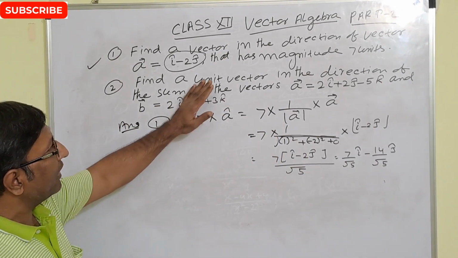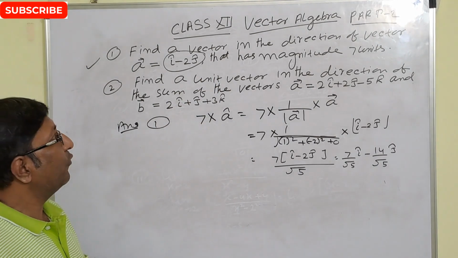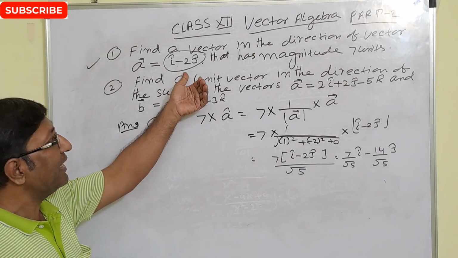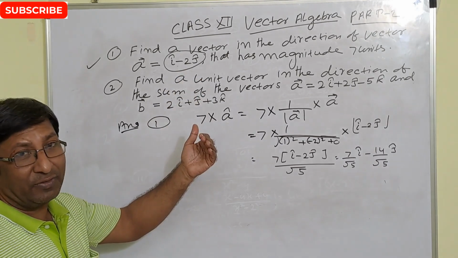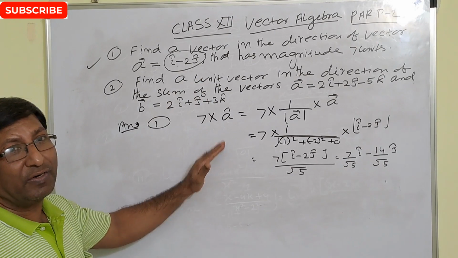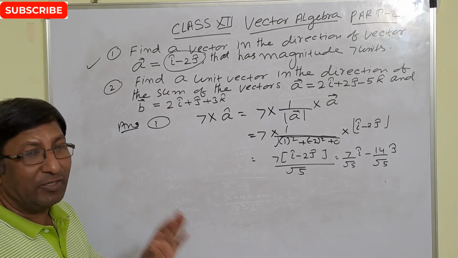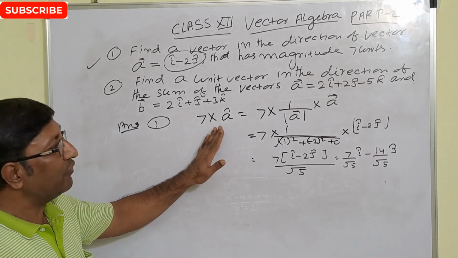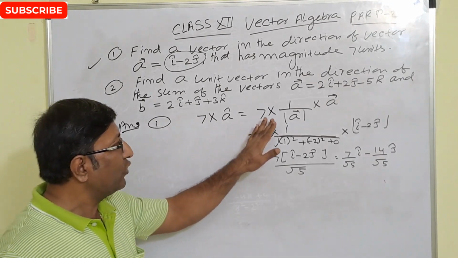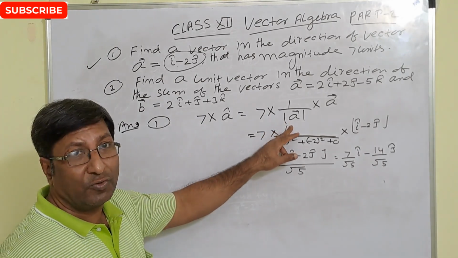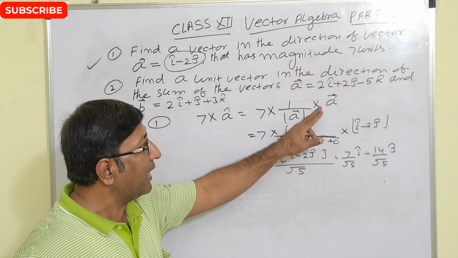So anytime if the magnitude is given and you are asked to find a vector in the direction of any vector that has that magnitude, then find the unit vector and multiply this unit vector by the given magnitude. So here the magnitude is 7, so 7 multiplied by unit vector A. The formula you know: 7 into unit vector A, that is, 1 upon the magnitude of vector A multiplied by vector A.